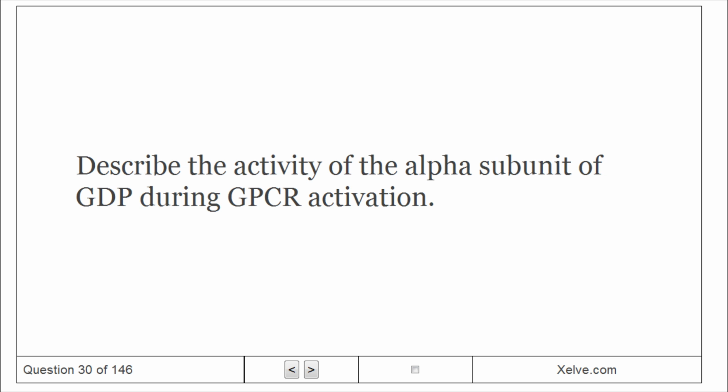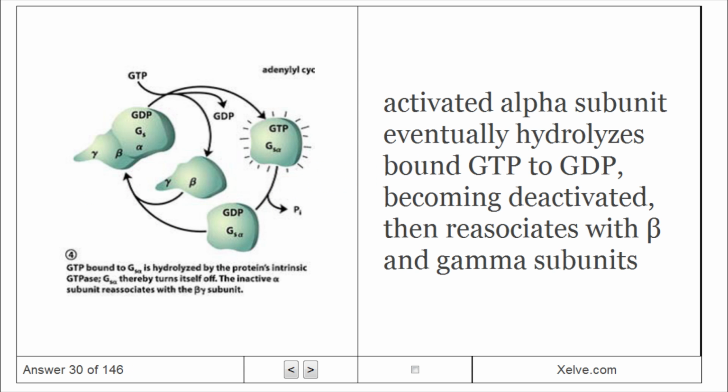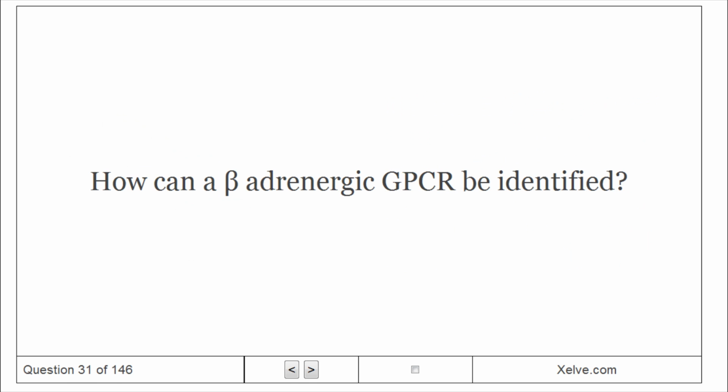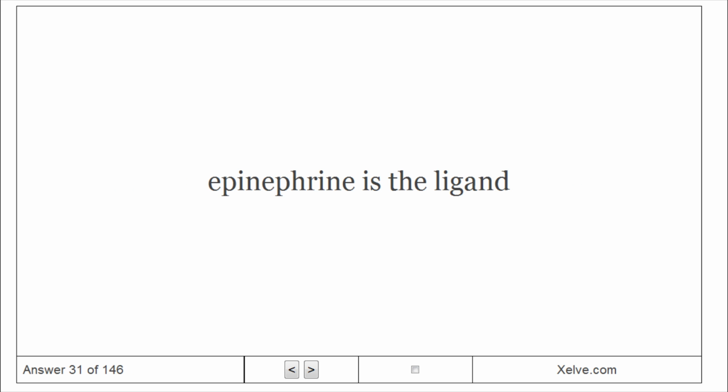Describe the activity of the alpha subunit of G protein during GPCR activation. The activated alpha subunit eventually hydrolyzes bound GTP to GDP, becoming deactivated, then reassociates with the beta and gamma subunits. How can a beta-adrenergic GPCR be identified? Epinephrine is the ligand.